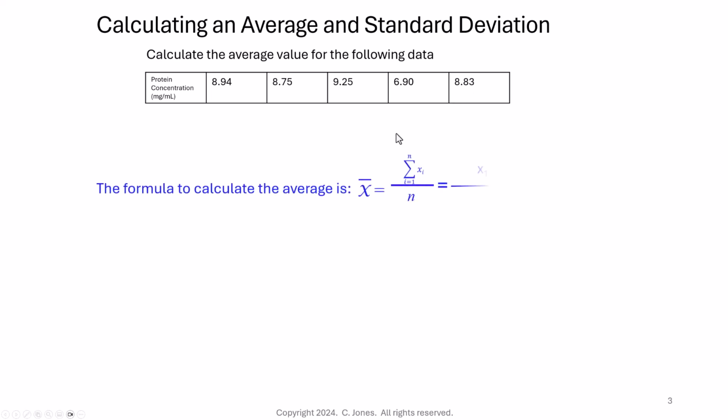So the formula, again, to calculate the average is x bar is equal to the sum of each individual data point divided by the total number of data points.